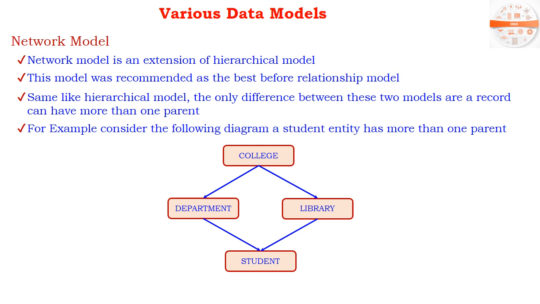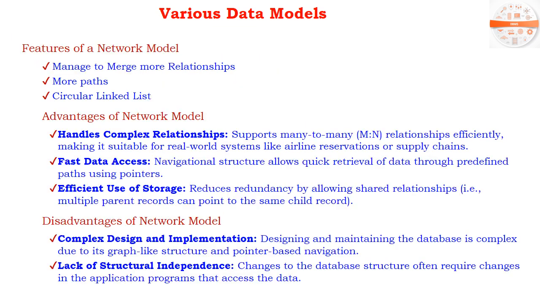For example, college. The college can be categorized as department and library. The student is a child. The child can inherit the property from both department and library. It means the student makes a relationship with both department and library. Features of the network model: manage and merge many relationships, many paths are there, and it supports circular linked lists.